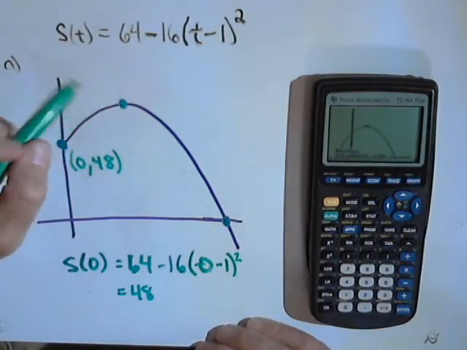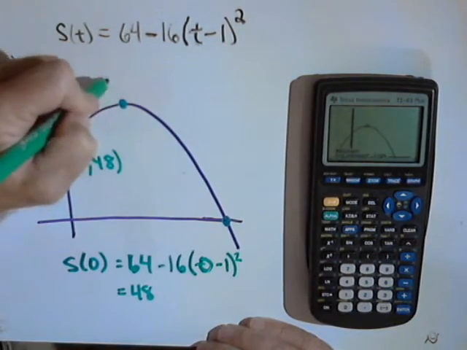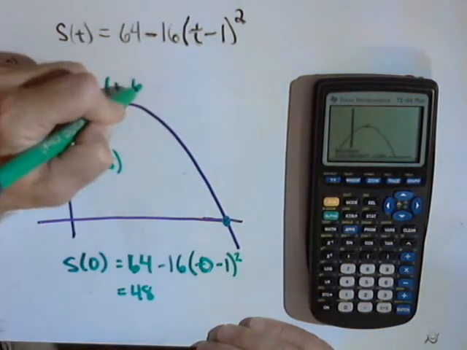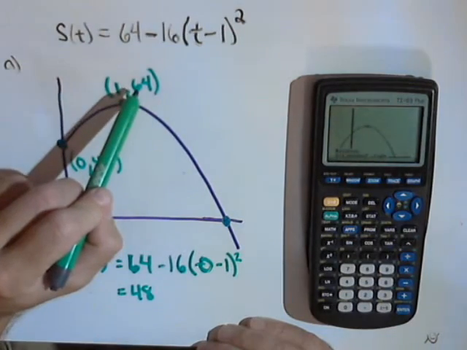Now, the calculator doesn't give us the exact maximum. We're going to see later this semester how we can calculate it using calculus. But our maximum is at the point (1, 64). So what is that saying? Well, at 1 second, the ball is 64 feet in the air.